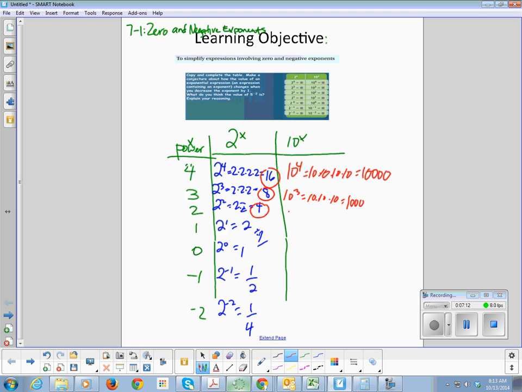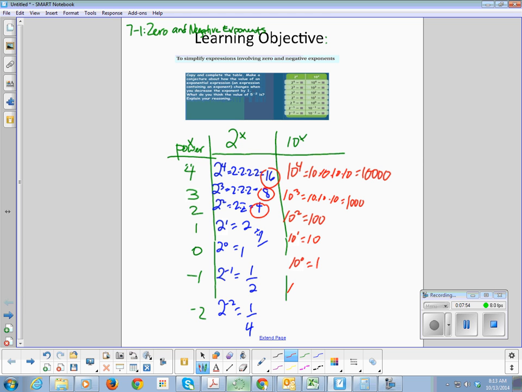What do you guys think 10 to the squared would be? 10 squared. 100. 10 to the 1. 10. What do you guys think 10 to the 0 is? Each time I'm dividing by 10. So 10,000 divided by 10 is 1,000. 1,000 divided by 10 is 100. 100 divided by 10 is 10. And 10 divided by 10 is 1.